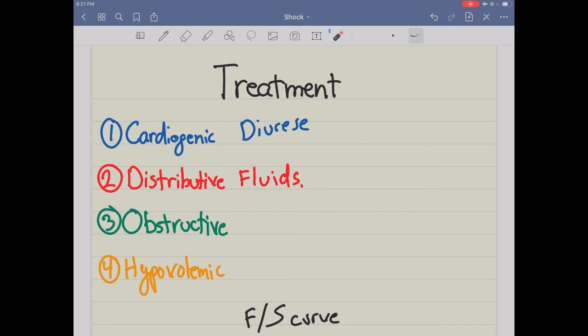In distributive shock, you give fluids. This is why you have the sepsis protocol of 30 cc's per kilo in septic shock patients. You have to adequately fluid resuscitate these guys.